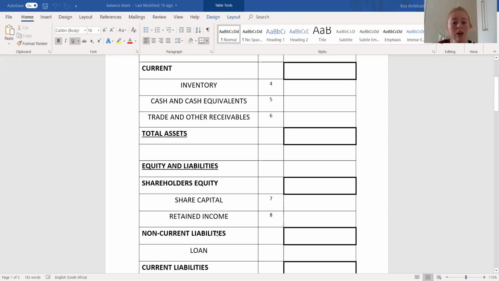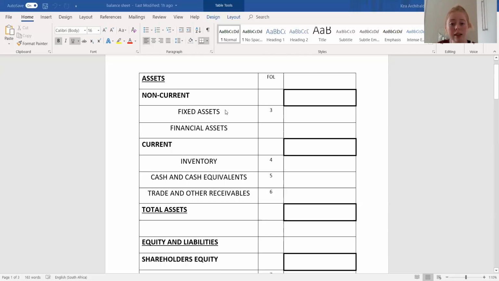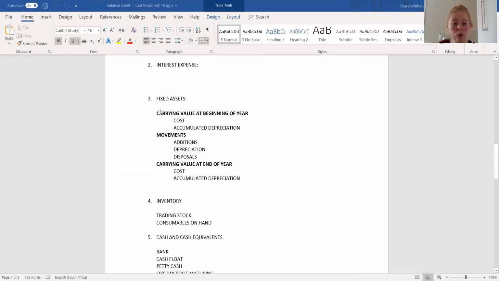So with non-current assets, we are split into fixed assets and financial assets. Non-current assets are basically assets that won't be converted into cash within one financial year. Current assets are assets that will be converted to cash or are cash within 1 year. Fixed assets have a note number 3. This is just a basic idea of what note number 3 looks like. This note is heavily covered in the section of fixed assets.